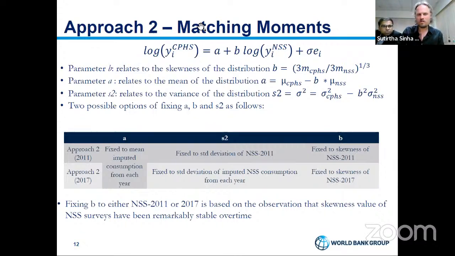Maybe Manoj Panda can explain. I presume the matching is for nominal consumption. You can explain what you mean by that. We would be happy to take that on.